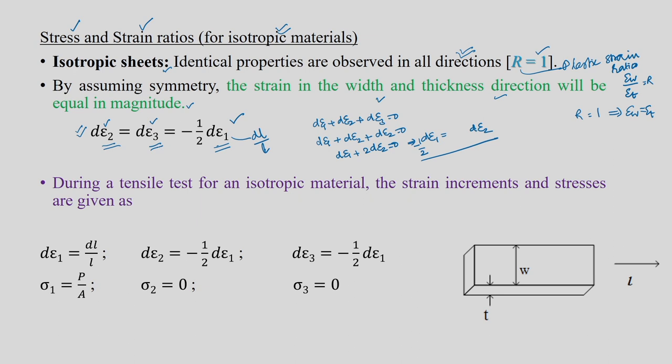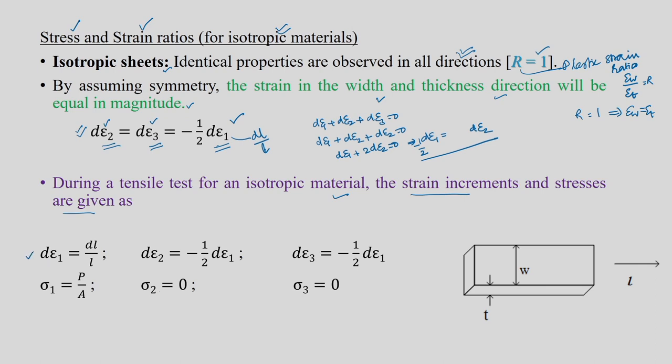Now, you will see that I am going to put this condition, for example, during a tensile test for an isotropic material. Suppose you have a tensile test for an isotropic material which is done, then the strain increments and stresses can, in a combined way, be written like this.